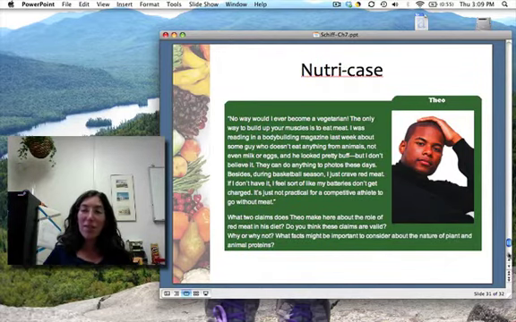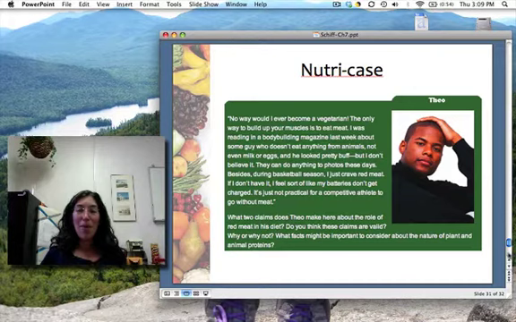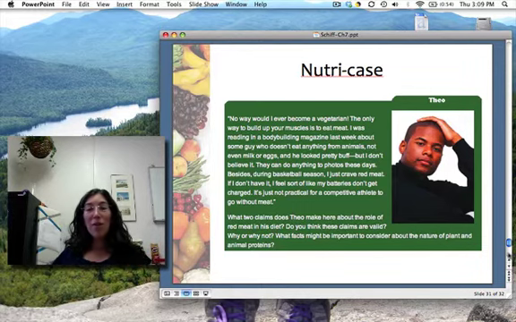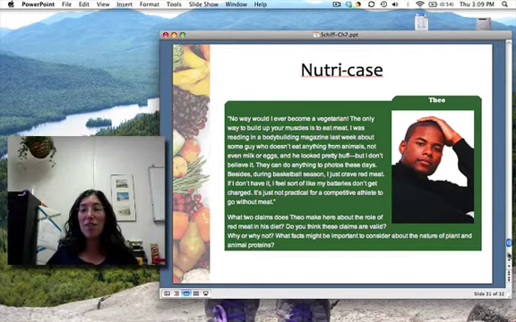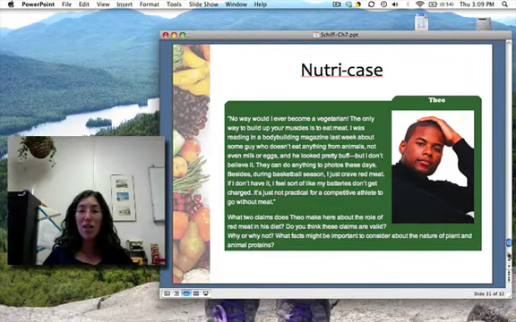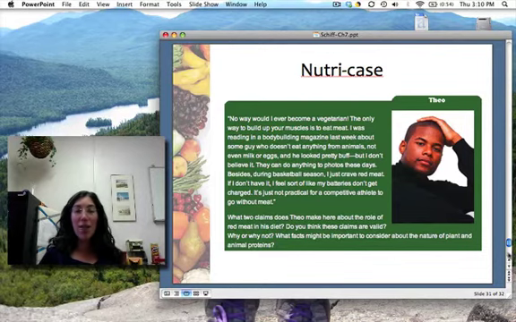So the last thing I like to do, of course, is a little critical thinking. I like this NutriCase from my other textbook. Theo is a basketball player, and he is talking about the potential of athletes being vegetarians. So he says, "No way would I ever become a vegetarian. The only way to build up your muscles is to eat meat. I was reading in a bodybuilding magazine last week about some guy who doesn't eat anything from animals, not even milk or eggs, and he looked pretty buff. But I don't believe it. They can do anything to photos these days. Besides, during basketball season, I just crave red meat. If I don't have it, I feel sort of like my batteries don't get charged. It's just not practical for a competitive athlete to go without meat."